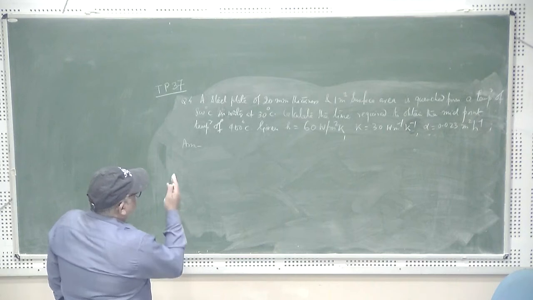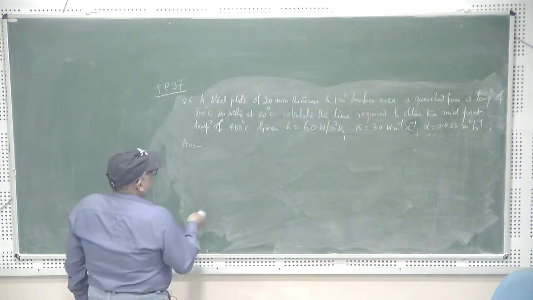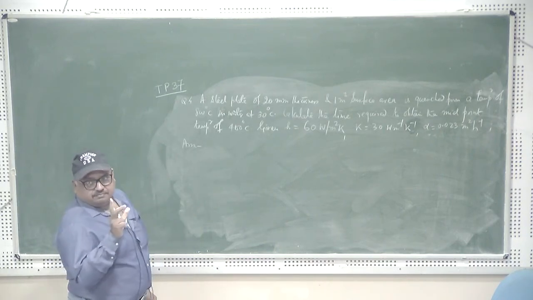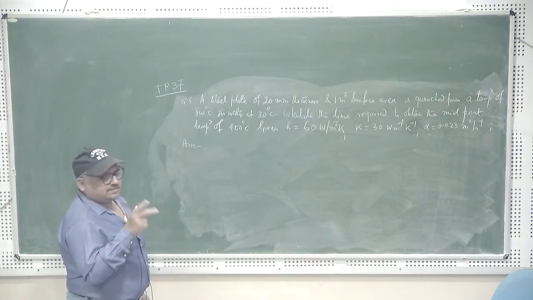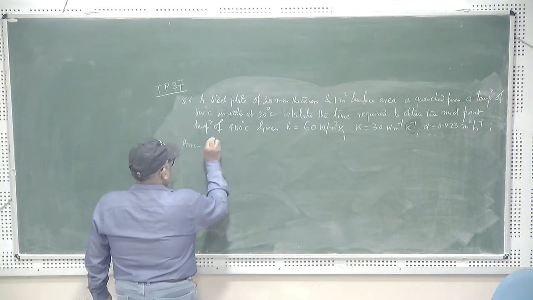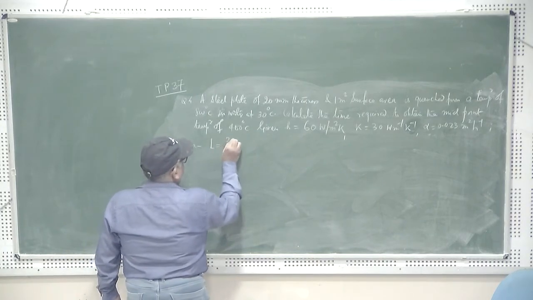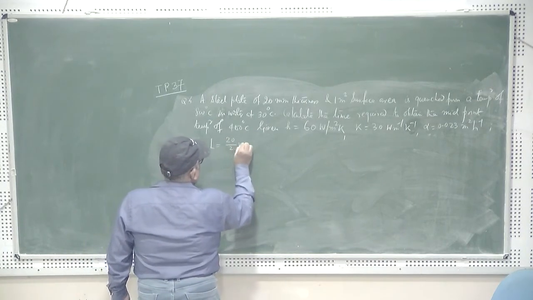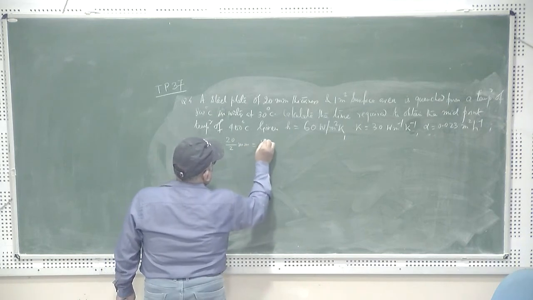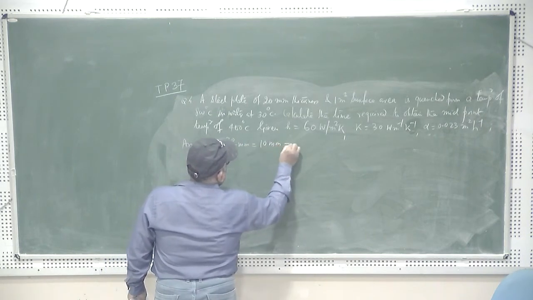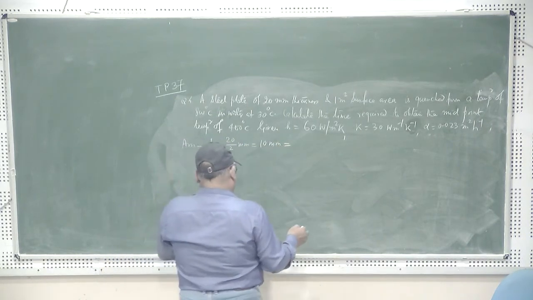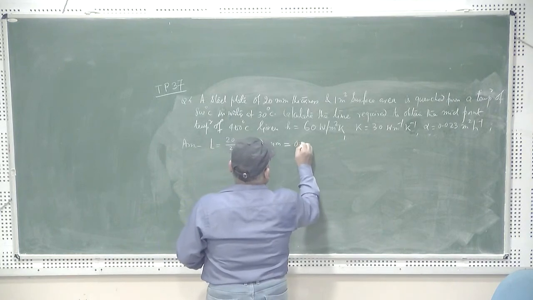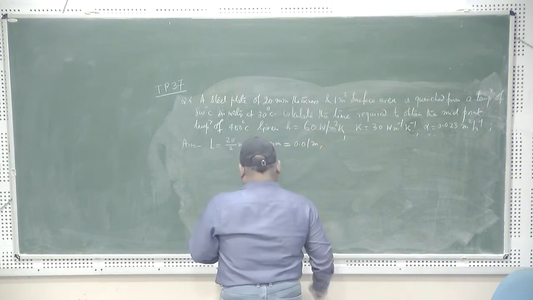So thickness of 20 mm, that means the 2L value is given as per the previous class. So semi thickness is equal to 20 by 2 mm, that is equal to 10 mm, that is equal to 0.01 meter.